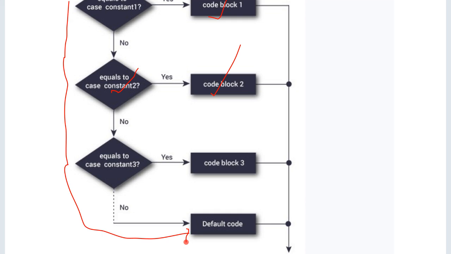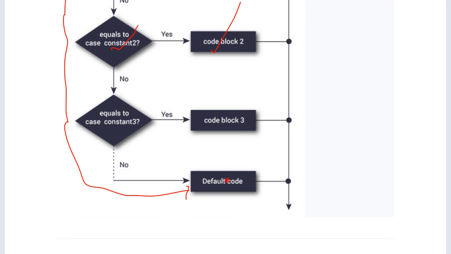The default one probably is like your calculator. If you punch things that the calculator does not understand, an expression that the calculator is not able to interpret, the calculator will always tell you syntax error. So that is maybe the default statement: if none of the cases is matched and you no longer understand what the expression here means, then you execute the last resort.